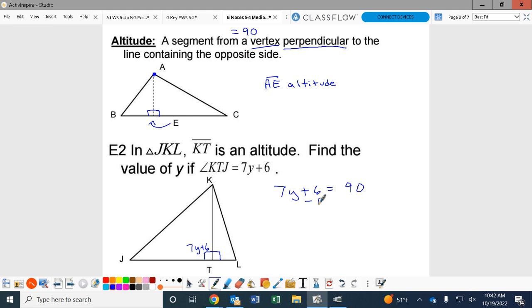Here we go. Minus 6, minus 6. 7y is equal to 84. Divide by 7. Hope that it divides evenly. Yeah, because 7's an ugly denominator, so if it doesn't... what's it divide to, guys? 12. There we go. Okay. Concerns, questions, anything so far? Okay. So, then the next thing, we've got one altitude, one median problem.